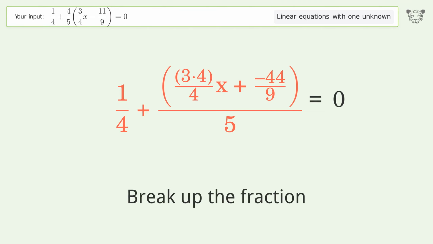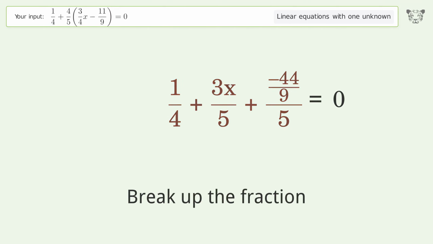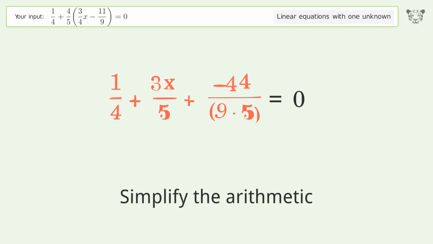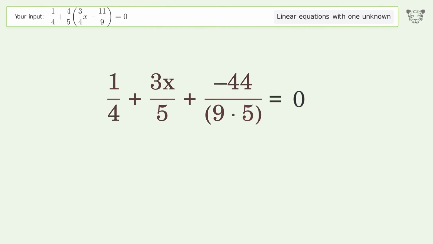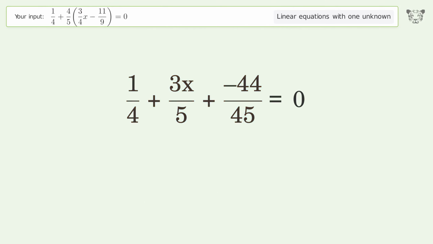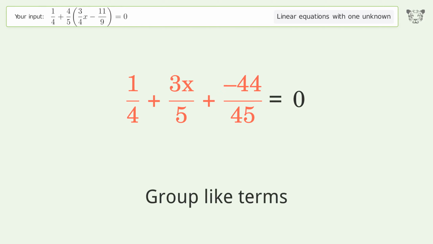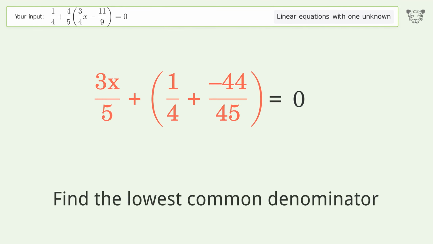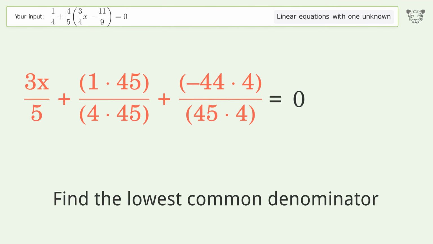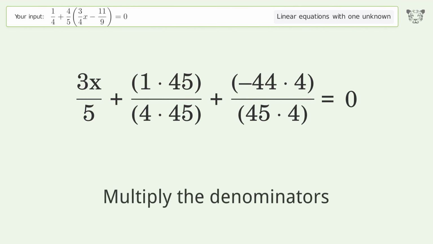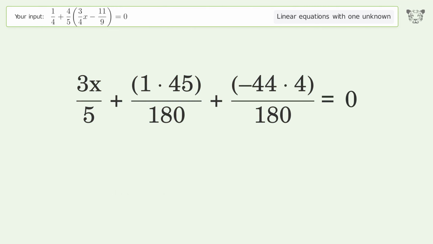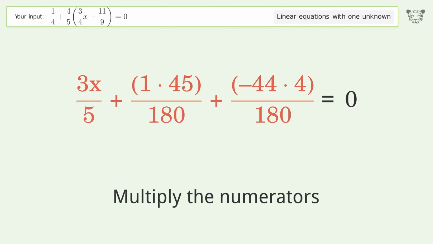Break up the fraction. Simplify the arithmetic. Group like terms. Find the lowest common denominator. Multiply the denominators. Multiply the numerators.